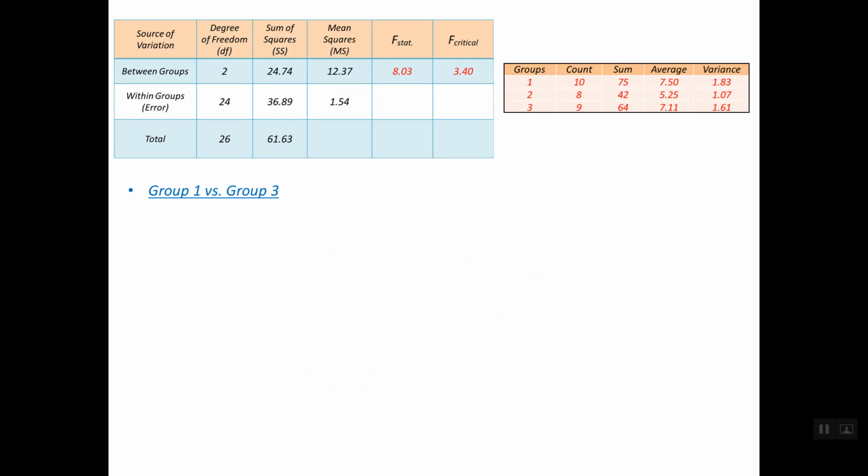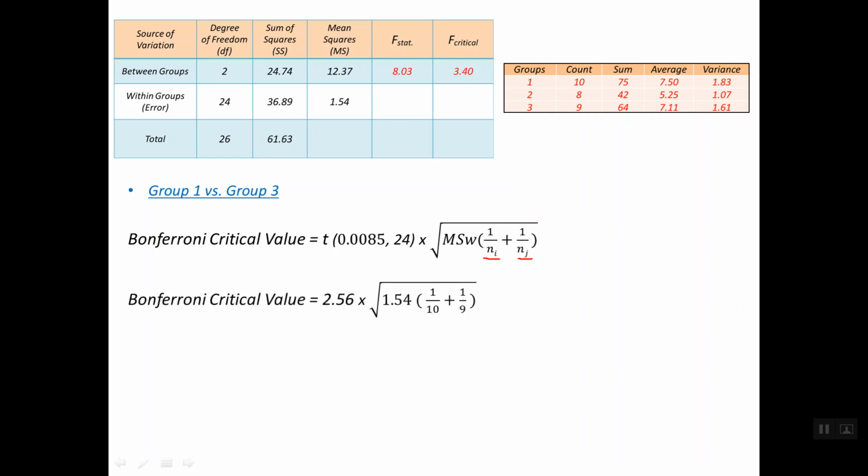Let's calculate the second value of the Bonferroni critical value regarding group 1 and group 3. The same technique, the same way. This is the formula for the Bonferroni critical value. The things that will change are n sub i and n sub j. n sub i will be the sample size for group 1, and regarding n sub j, it will be the sample size for group number 3.